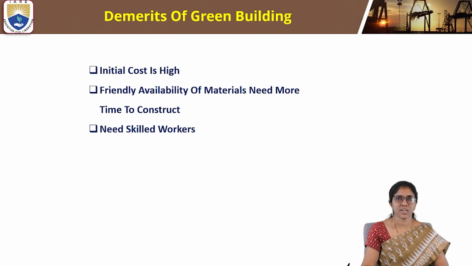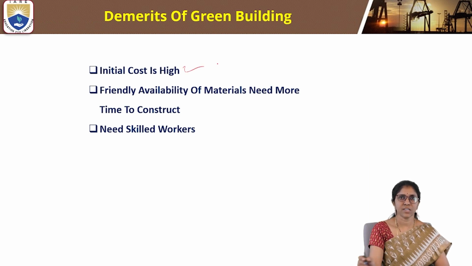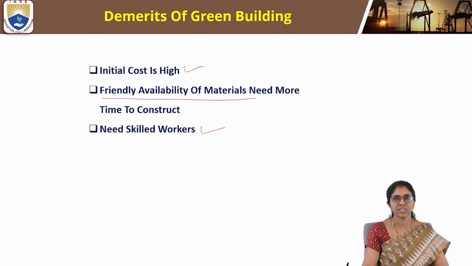Demerits of green buildings are the initial cost, which is very high, and the construction cost is very high. Eco-friendly availability of materials means it needs more time to construct, and it also needs skilled workers. So these are the demerits of green buildings.